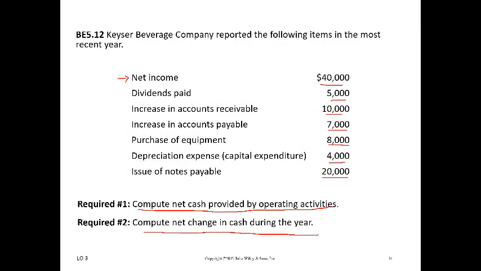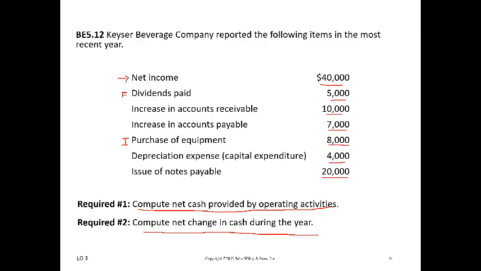So we'll start with net income, which is $40,000. Dividends paid, that's going to be a financing cash flow associated with our financing activity. We have an increase in accounts receivable and an increase in accounts payable. We need to deal with those when coming up with cash flows from operations. We have a purchase of equipment, which is going to be an investing cash flow. So remember, it's those long-lived assets that are really related to investing cash flows.